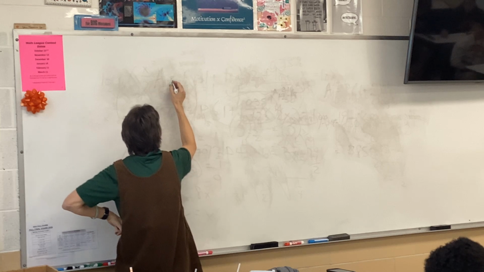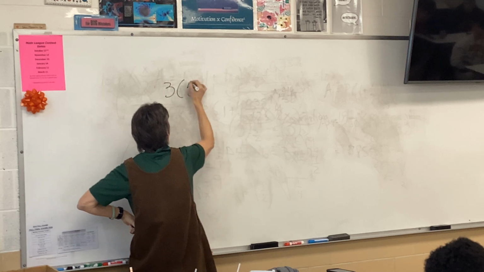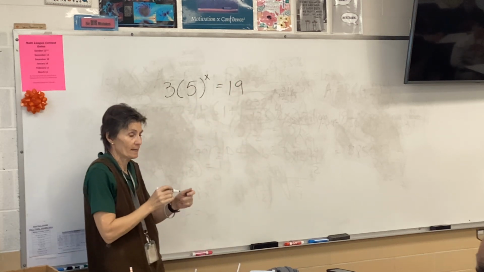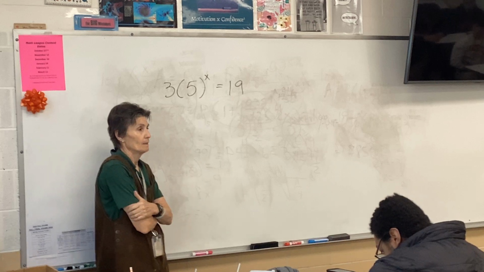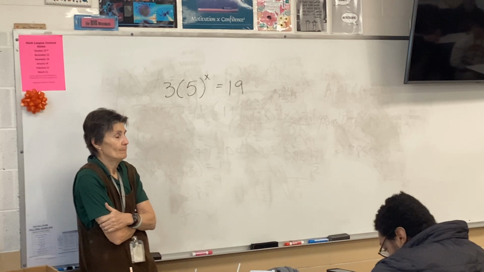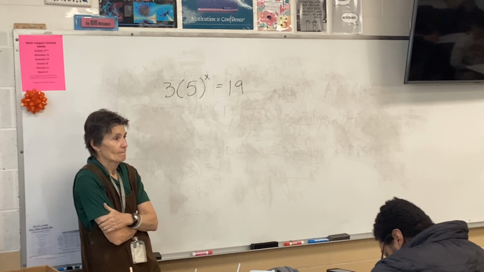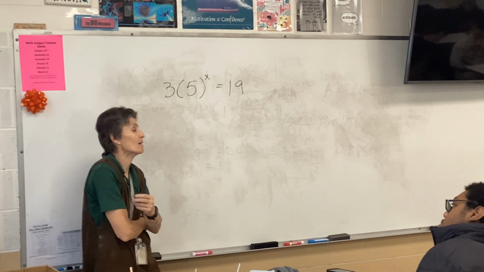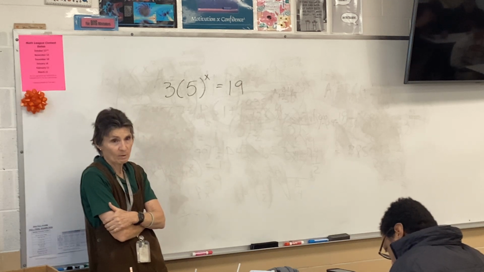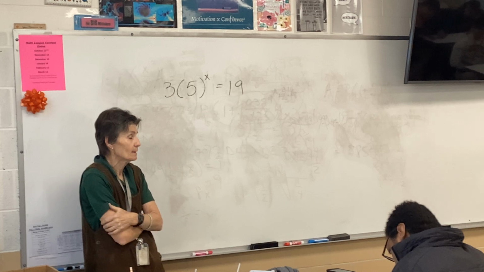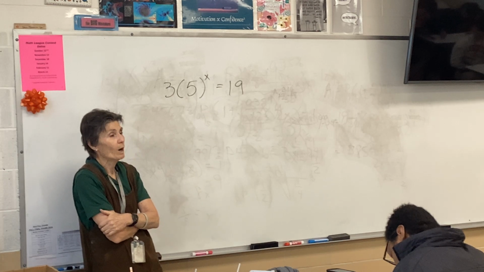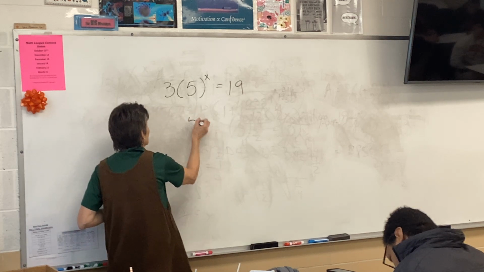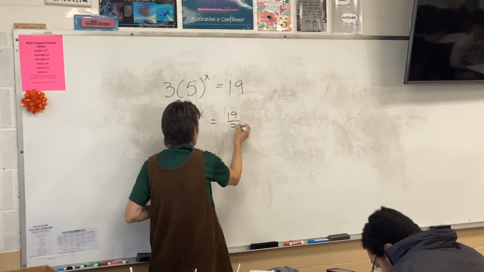Here's the first problem. 3 times 5 to the x equals 19. This is a calculator problem. Notice, where is the exponent? Where's the variable? The variable is in the exponent, so am I going to need logarithms at some point? Yep. But not first. What happens first? Divide by 3. And I'm just gonna leave that 19/3.